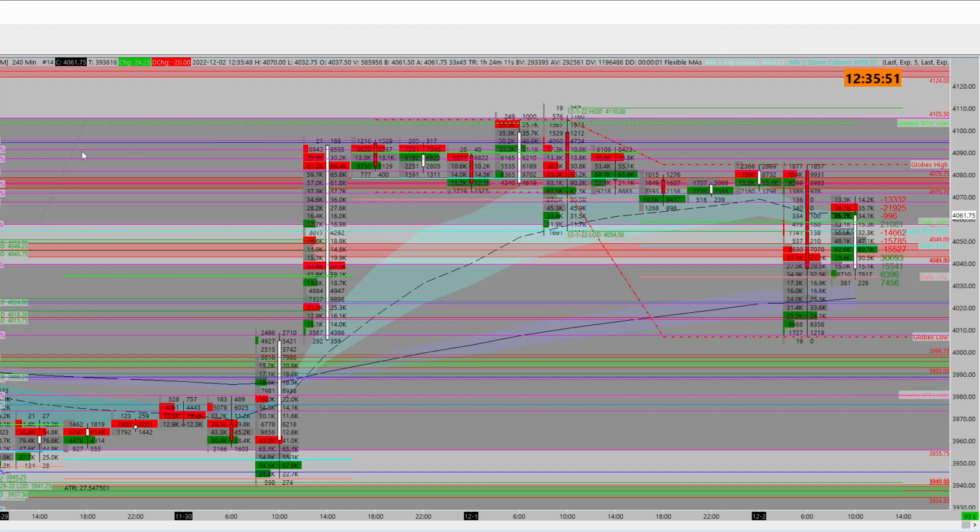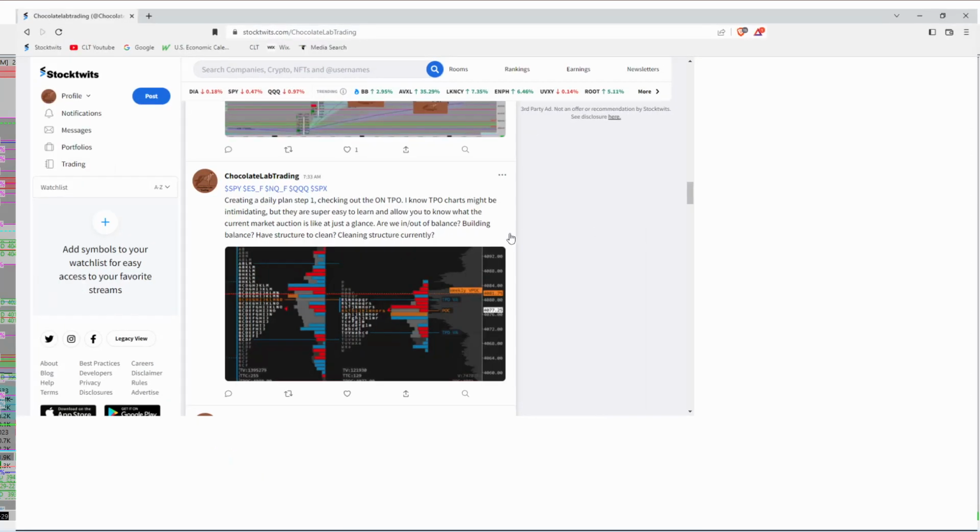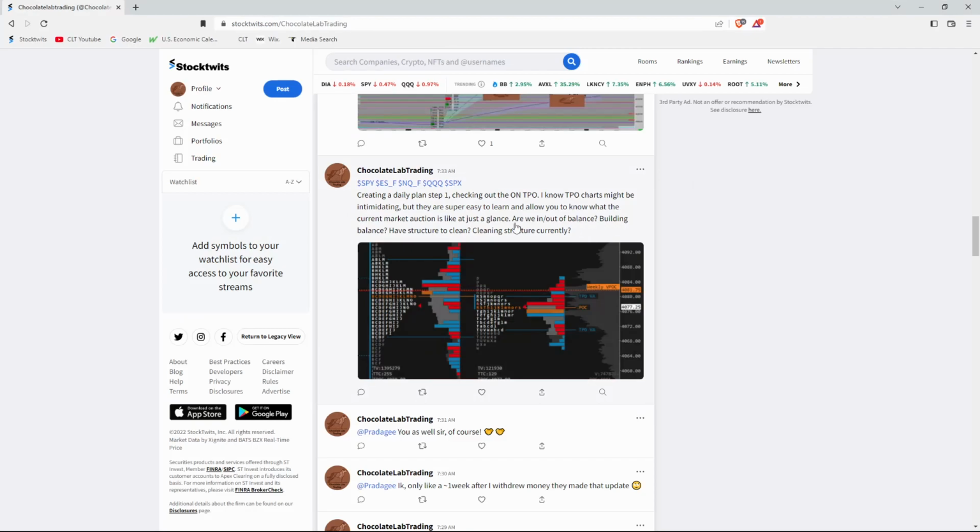If you did trade, we're going to take a look at the intraday order flow as well as the daily plan. I post a daily plan every day here on YouTube through the community tab as well as here on StockTwits. We'll just take a look at it through StockTwits. It's a bit easier for me to open these images.